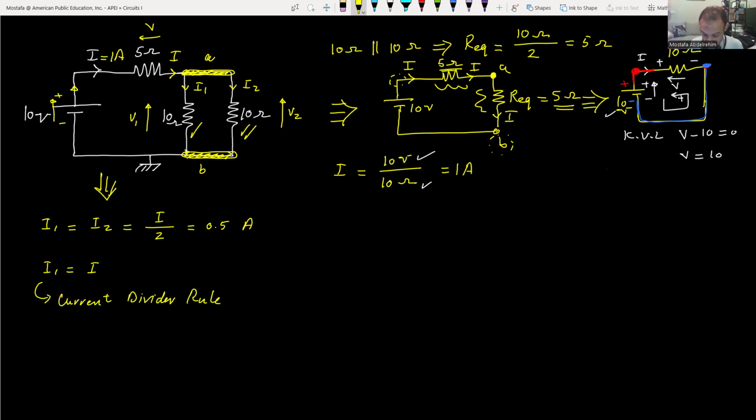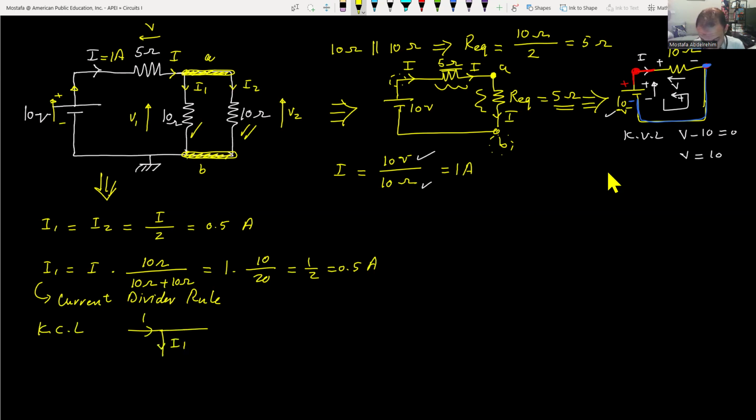So I1 equals I multiplied by the second resistance, which is 10 ohm. Actually, they are equal, so it doesn't matter. Divided by the summation of all the resistances. So 1 multiplied by 10 over 20. This is half ampere. I2, you can do the same, or you can say by KCL, you have 1 going like that. You have I1, we know it now. So I1 equals half.